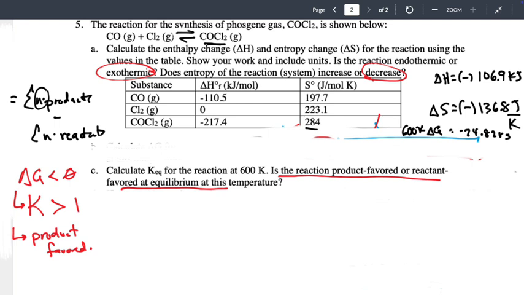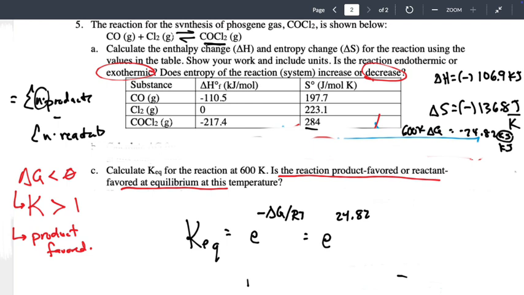Why is that going to be potentially useful? How do we calculate K? See, I did need the delta G. KEQ equals e to the negative delta G over RT, which equals e to the 24.82. This was in kilojoules.